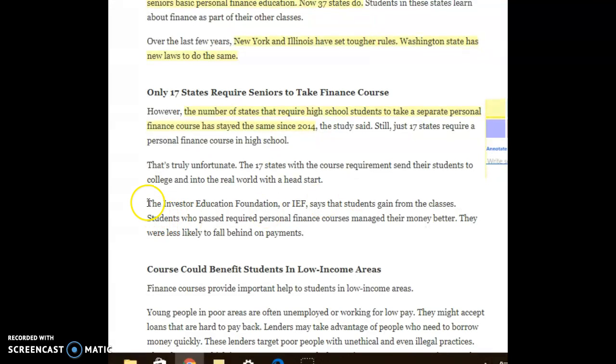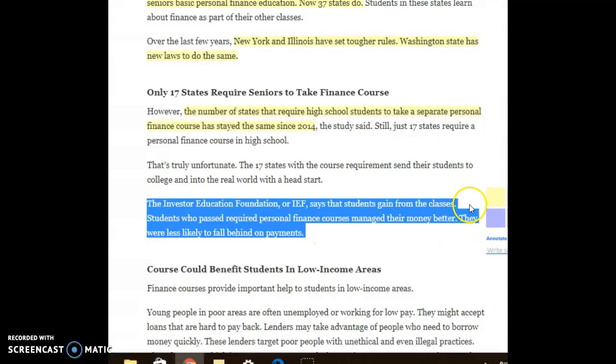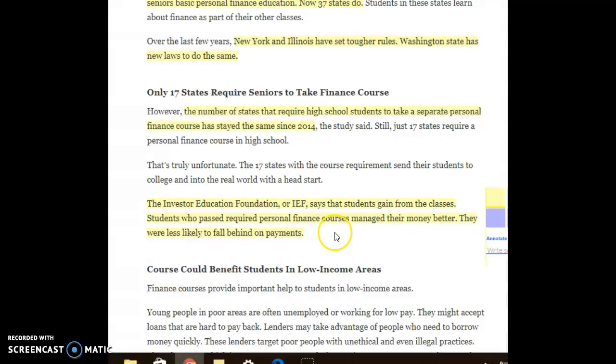And then she gives us a lot of information down here about the IEF, which says that students gain from these classes. They manage their money better, they're less likely to fall behind on payments. So she's showing that certain students that do take this required course perform better than students that did not.